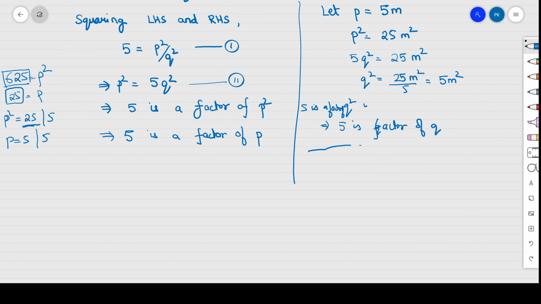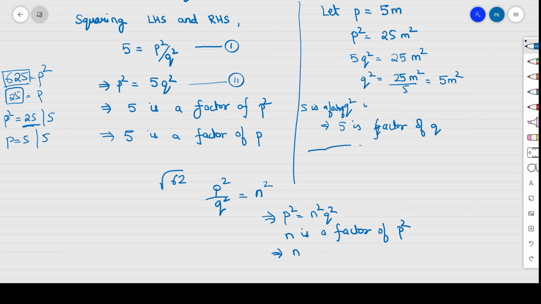Similarly, we can take any number n which is not a perfect square. You can take any number, say for example 62. 62 is not a perfect square, so you can prove that it is an irrational number. What we need to do? First we need to square. For example, p by q is equal to root n, and p square by q square is equal to n, and we have to write it as p square is equal to n q square. So n is a factor of p square, implies n is a factor of p.